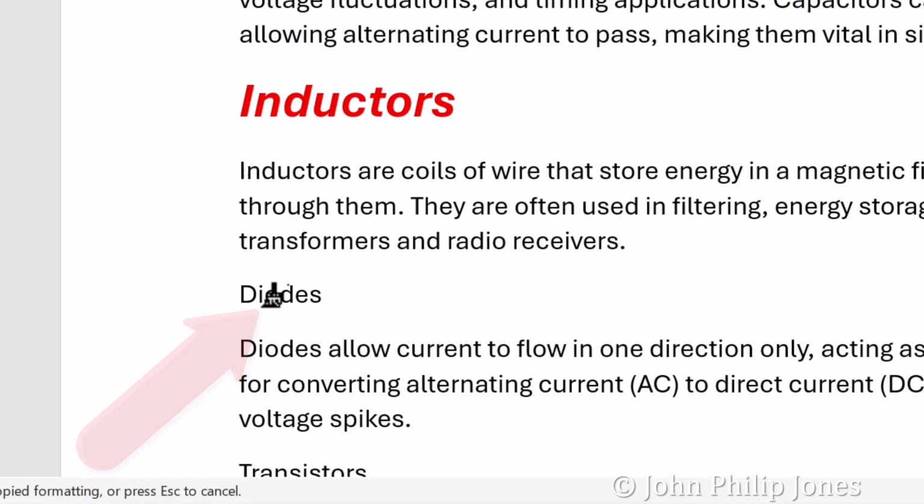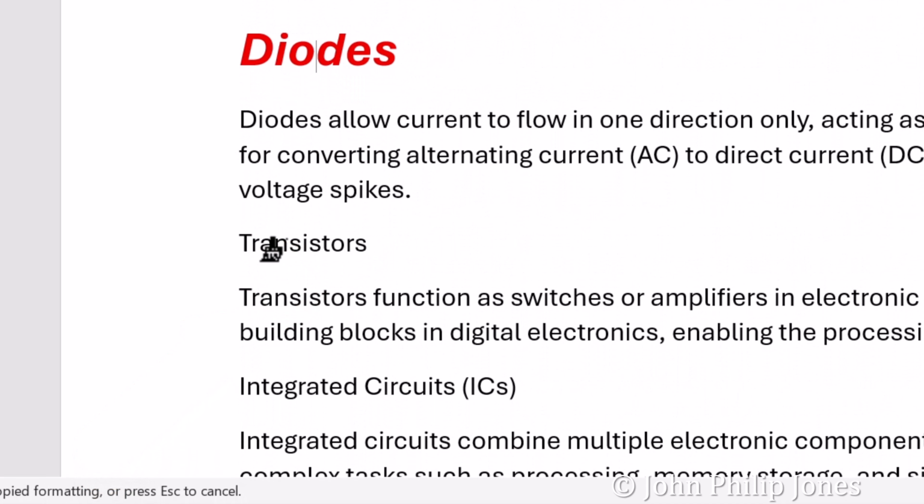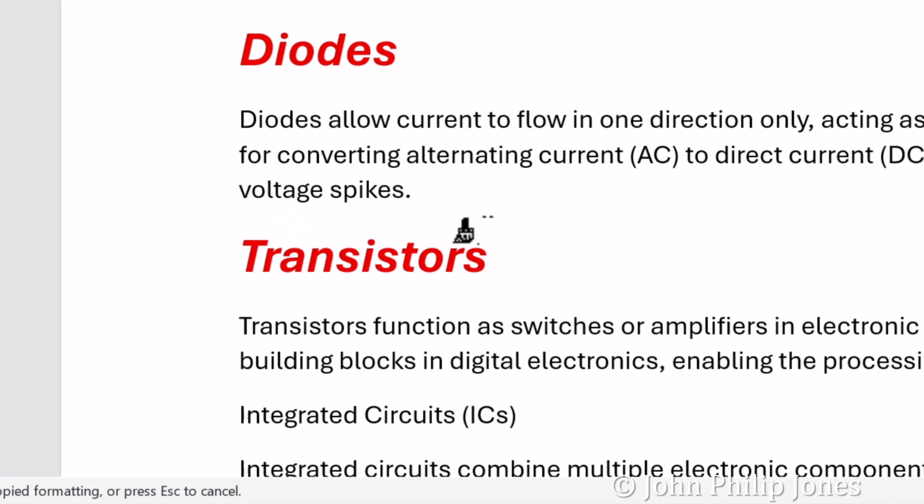Then I'll scroll down, click on diodes, then I'll scroll down, click on transistors, and you can see what's happened. You maintain the Format Painter brush, and you can now click on as many things as you like to change it to the same font style.